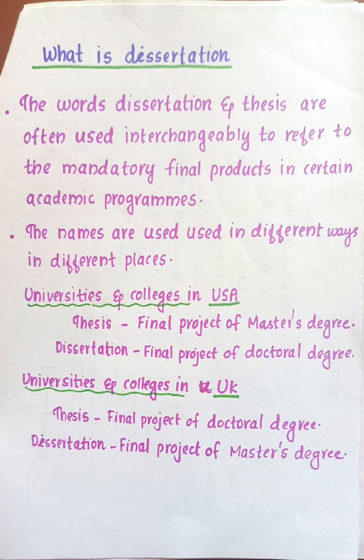What is dissertation? The words dissertation and thesis are often used interchangeably to refer to the mandatory final products in certain academic programs. The names are used in different ways in different places. In universities and colleges in the USA, theses are the final project of a master's degree, and dissertation is the final project of a doctoral degree. In universities and colleges in the UK, thesis is the final project of a doctoral degree, and dissertation is the final project of a master's degree.